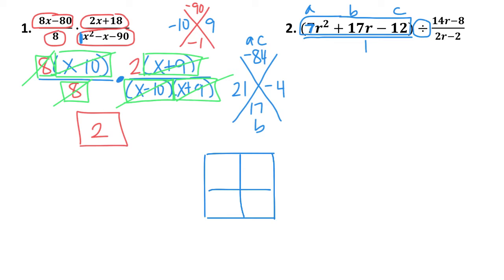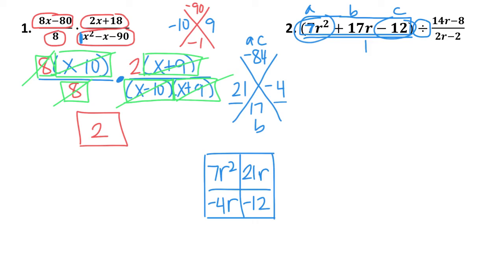Okay, so we put the first term, 7r squared, in the first box, and then I'm going to put the negative 12 in the last box. And then I use these numbers, 21 and negative 4, to fill in what goes in these other boxes. So 21r and negative 4r. It doesn't matter which one. You can switch those. You'll still get the same answer.